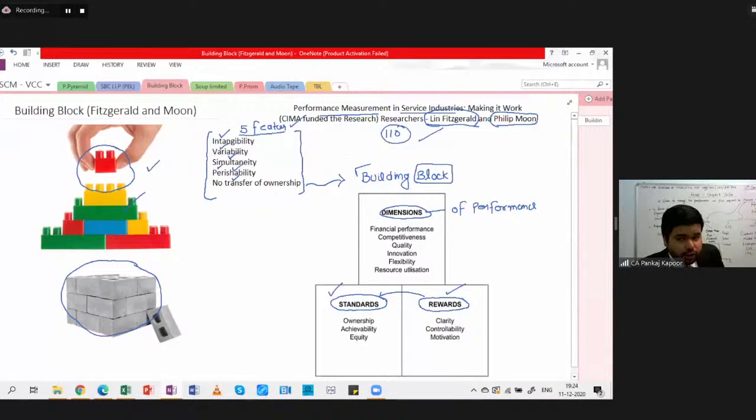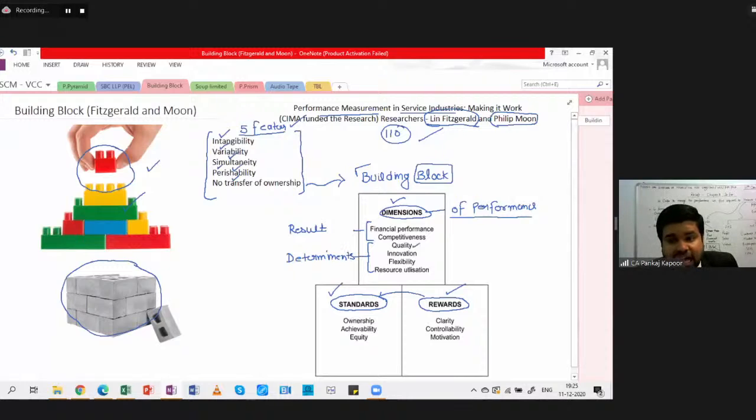Now I'll come to the model. I'll explain each of the blocks one by one so that you're able to understand. So the first block I'm taking right now, the dimensions. What the researcher said is that these are the dimensions of performance. The first two dimensions, financial performance and competitiveness, are the results through which performance can be seen. The remaining four dimensions are the determinants which decide the result.